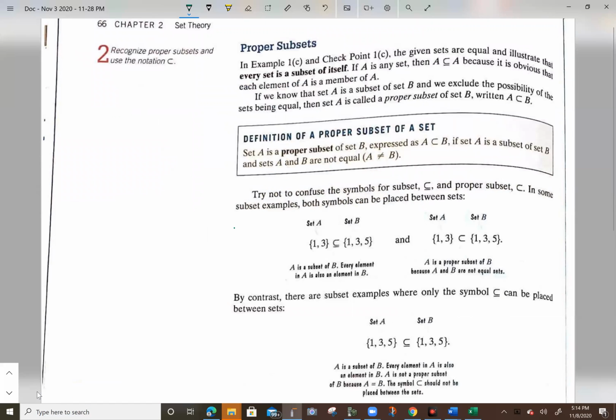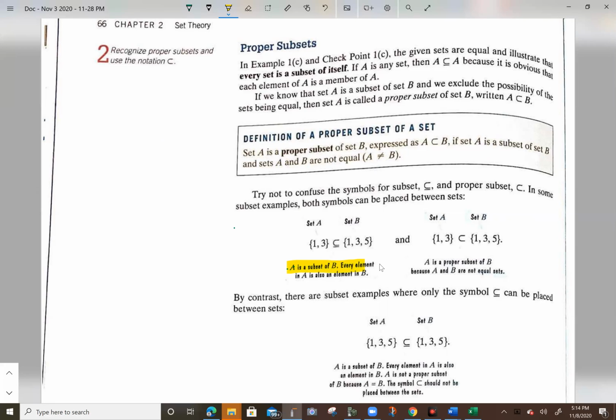Proper subsets. So this is what I was saying before. In order to have a proper subset, you actually have to have fewer elements. It's not subsets that are equal to each other, okay? So even though it is a subset, if two sets are equal to each other, they're not a proper subset, right? So it gets down here and it spells it out for you.